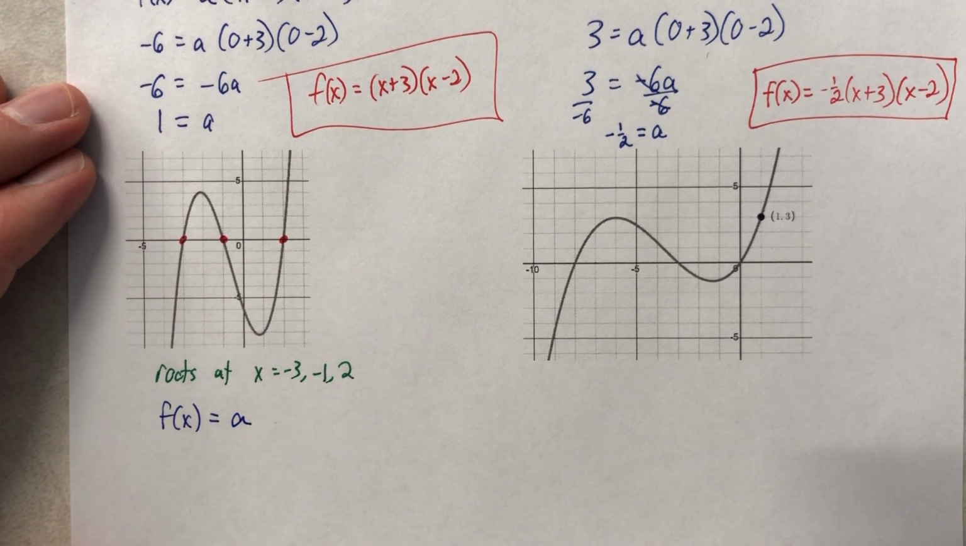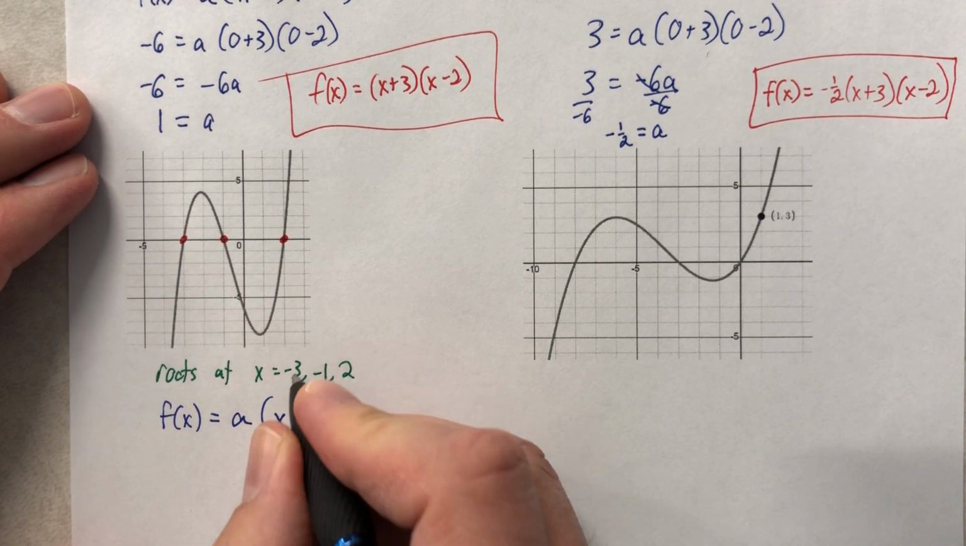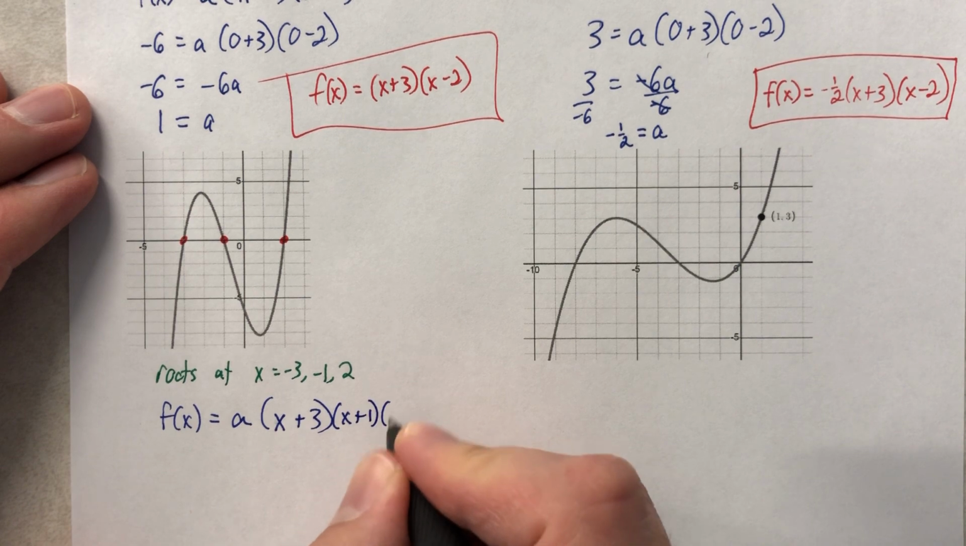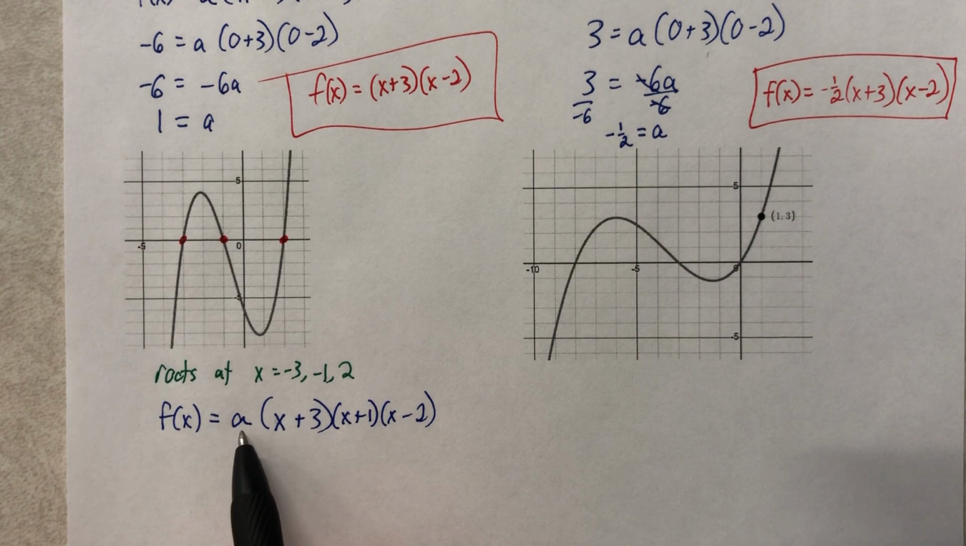We have no idea what's going to go in the front. We'll figure it out in a minute, though. X plus 3 is opposite of that. X plus 1, x minus 2. Okay, fantastic. How are we going to figure out that point?